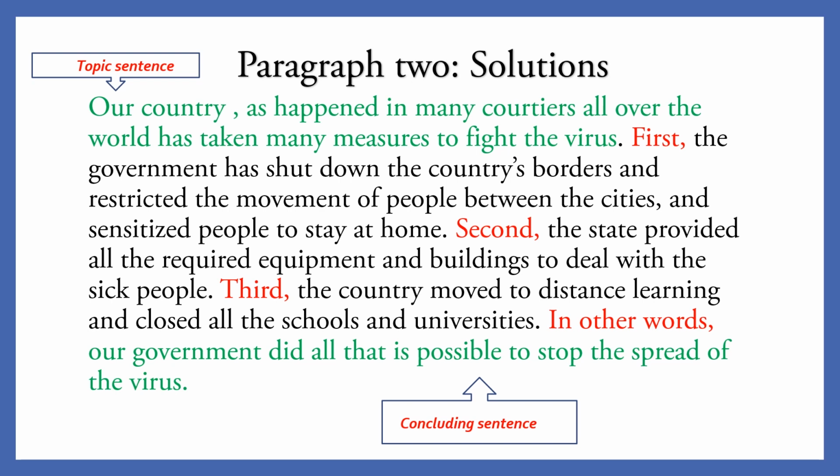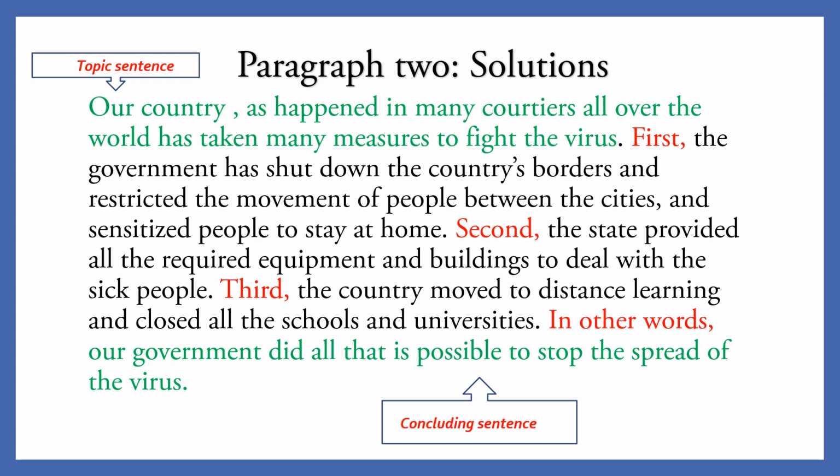In other words, this is our concluding sentence. Our government did all that is possible to stop the spread of the virus. So here is a good paragraph. There are small mistakes. We can take care of that at the last stage when we edit or when we revise our article. Okay? Good.